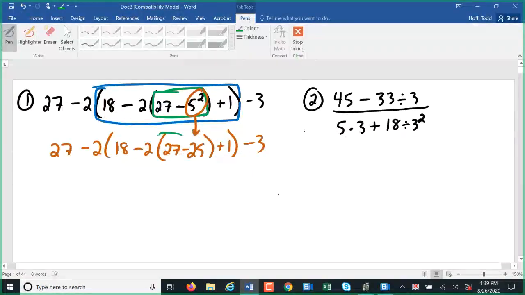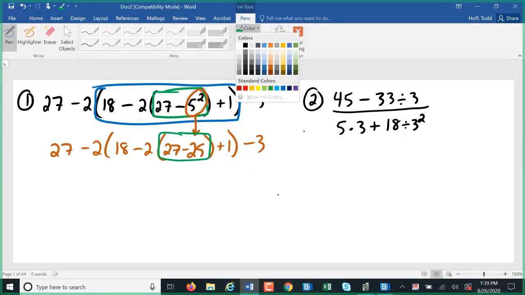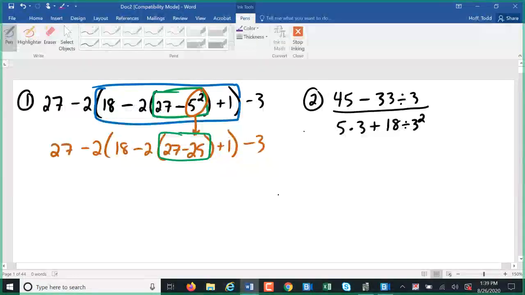So we're still working inside that inner parentheses. All that's left to do there is 27 minus 25, which is 2. Now in the same step, I've reduced what's in that parentheses down to a single number. I can take out the parentheses. I have to remember to put in multiplication there.